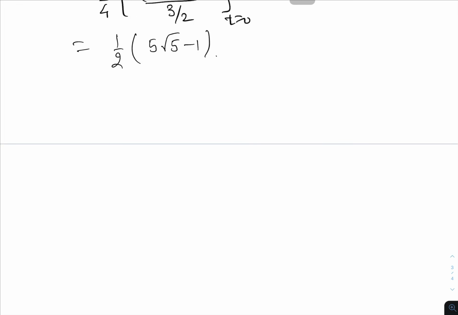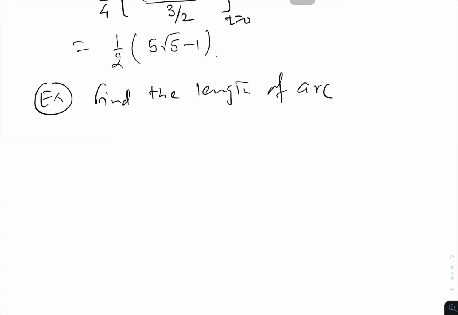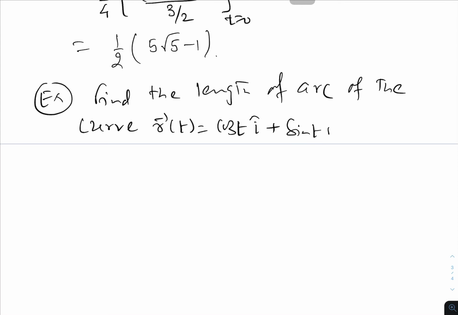Okay, I give one more example to you as homework. Find the length of the arc of the curve r equal to cos t i plus sin t j plus t k, and t is from 0 to 2 pi. Not a difficult example, you will get the answer as 2 root 2 pi.